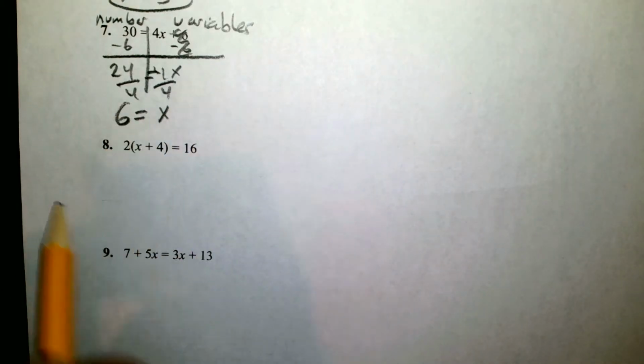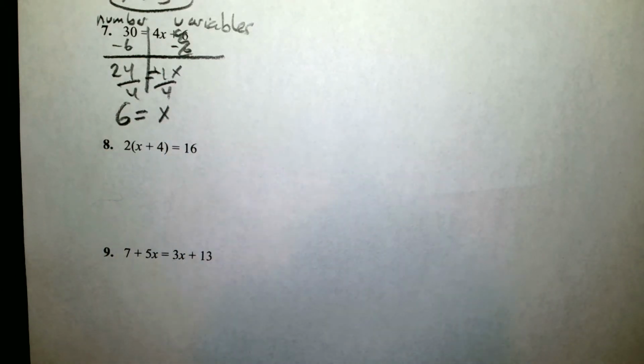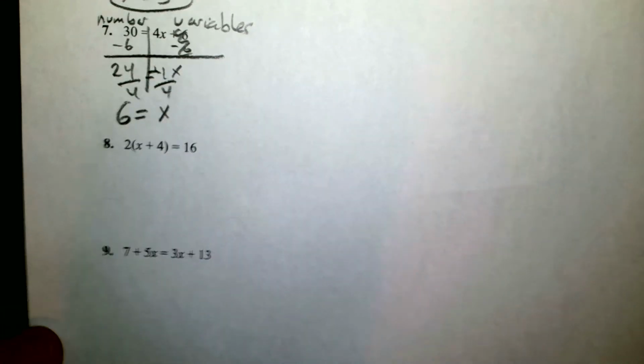Remember, when you have a problem that's more complicated, always try to simplify the problem first by distributive property and then combining like terms. Take a second and try these last 2 problems and see how you do.